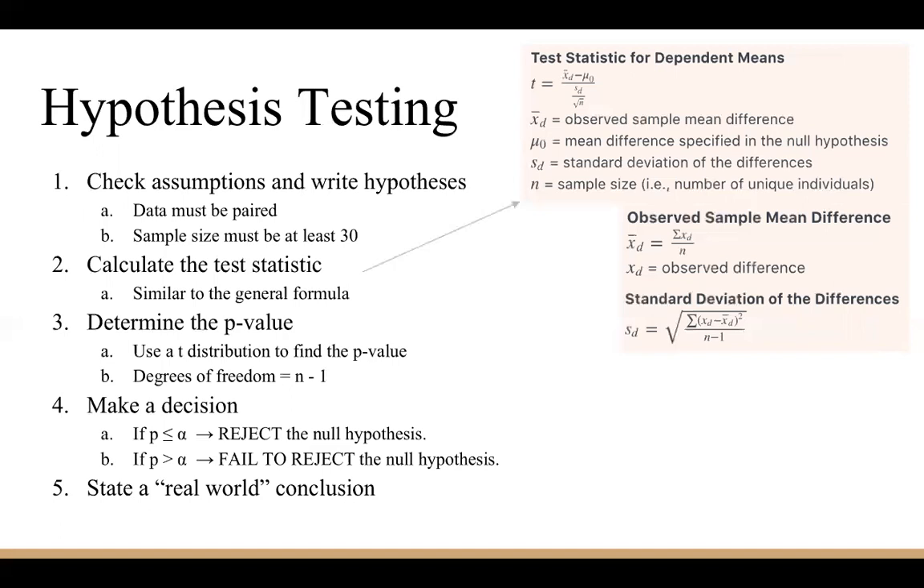And then after that, you're going to calculate your test statistic. I have the formulas on the right. I'll show you a slide. I think it's one of the next slides that kind of helps put all the formulas together. So don't worry really about those at this moment. And then once you get your test statistic, you determine the p-value from the t-distribution, and make sure you've used that degrees of freedom. And then from there, you're going to make your decision and then state a real-world conclusion again.